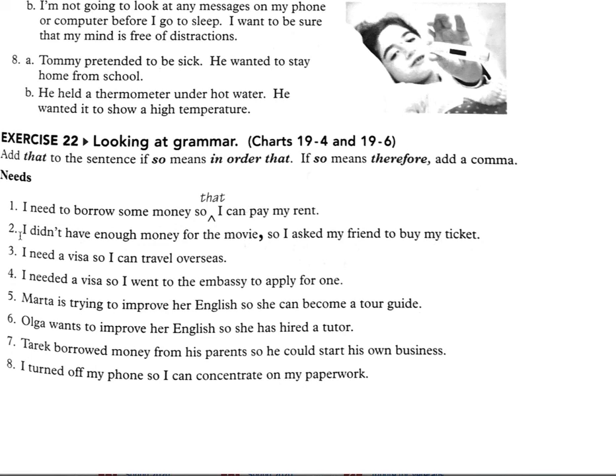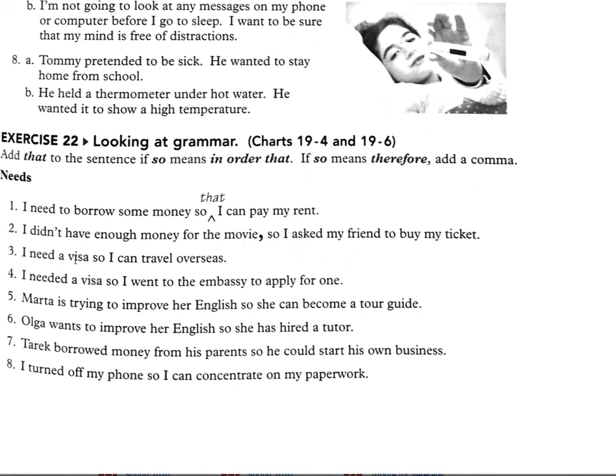Look at number 2. I didn't have enough money for the movie, comma, so I asked my friend to buy my ticket. Here, so means therefore. It's not a purpose. Okay? Look at number 3.